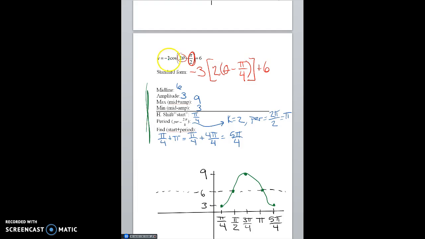Because it is a cosine function with a negative number up front, we're going to start down at the bottom and then connect the dots like this.